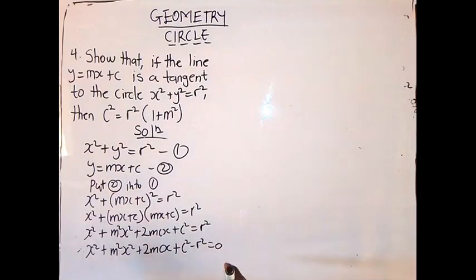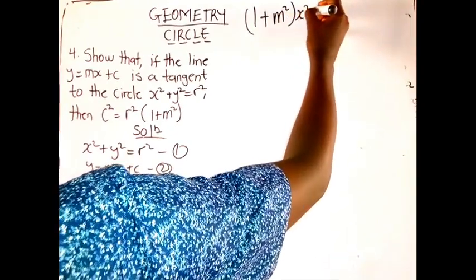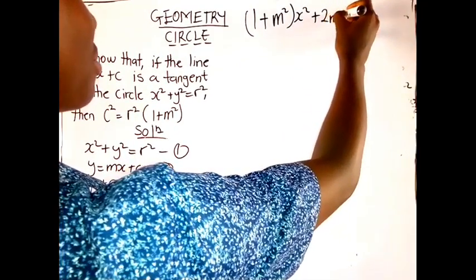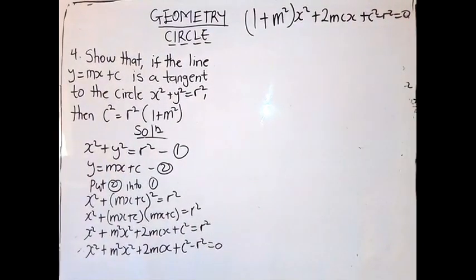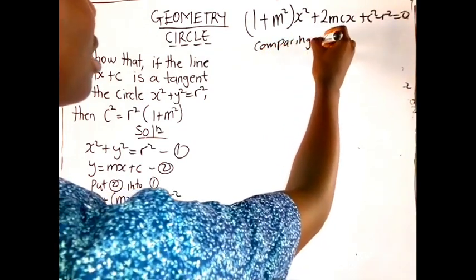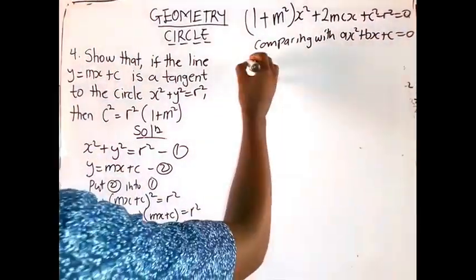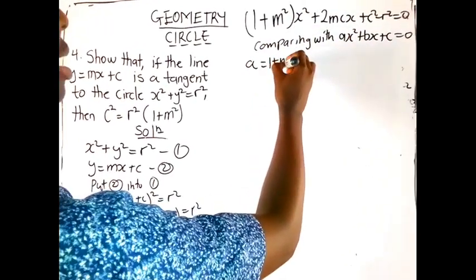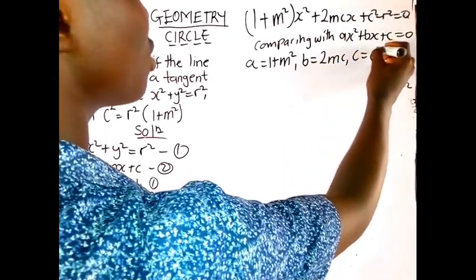So we now have a quadratic equation. So we just arrange it properly. We have x squared here, so we can factorize it out. So we get (1 plus m squared) x squared plus 2mcx plus c squared minus r squared is equal to 0. So we compare this with a x squared plus bx plus c is equal to 0. A will be 1 plus m squared, b will be 2mc, c will be c squared minus r squared.